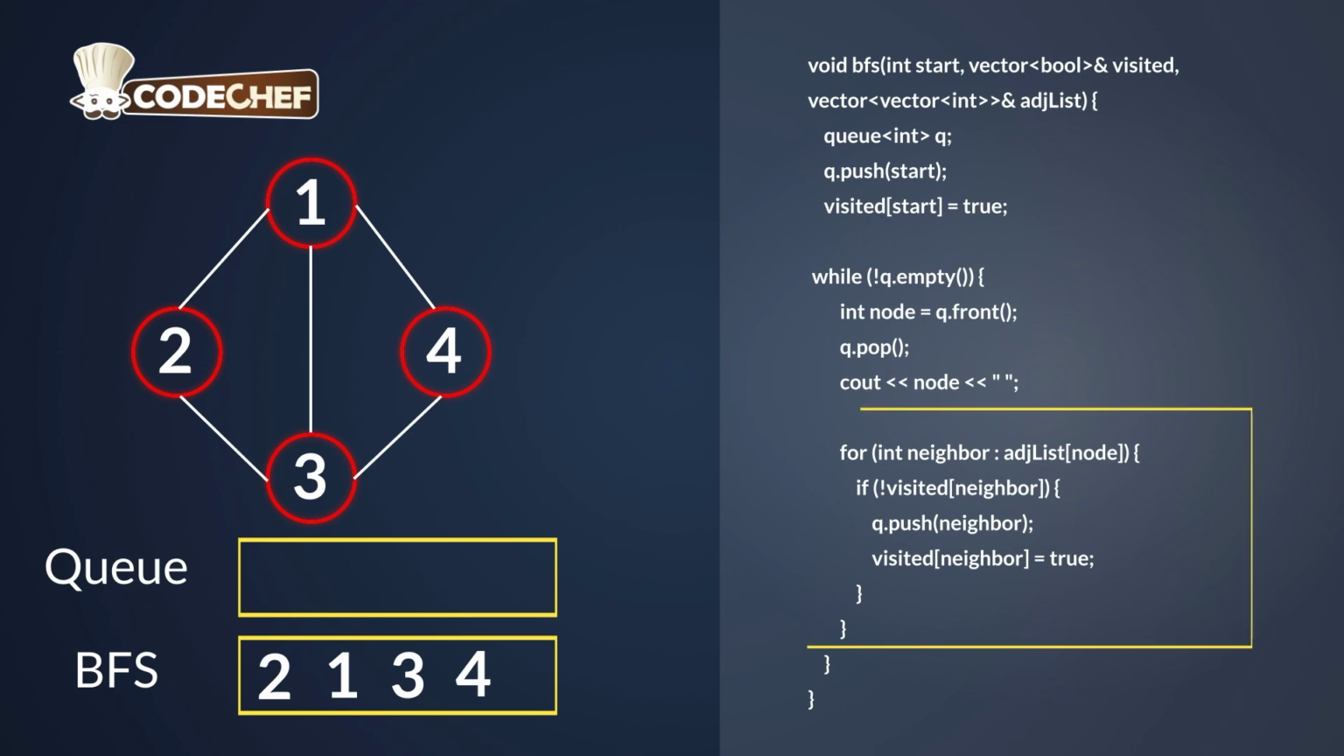Its neighbors, node 1 and node 3, have both been visited, so the traversal is complete as the queue becomes empty. At the end of the traversal, the nodes have been visited in this order: 2, 1, 3, 4.